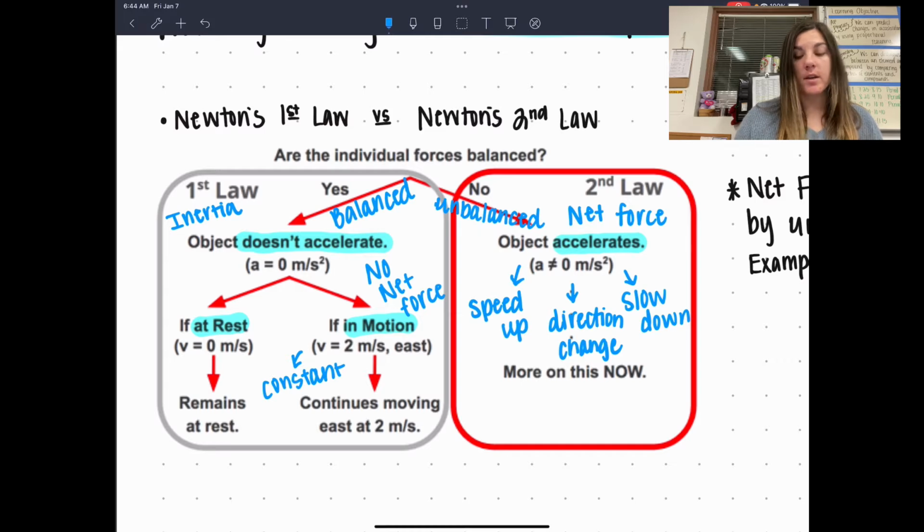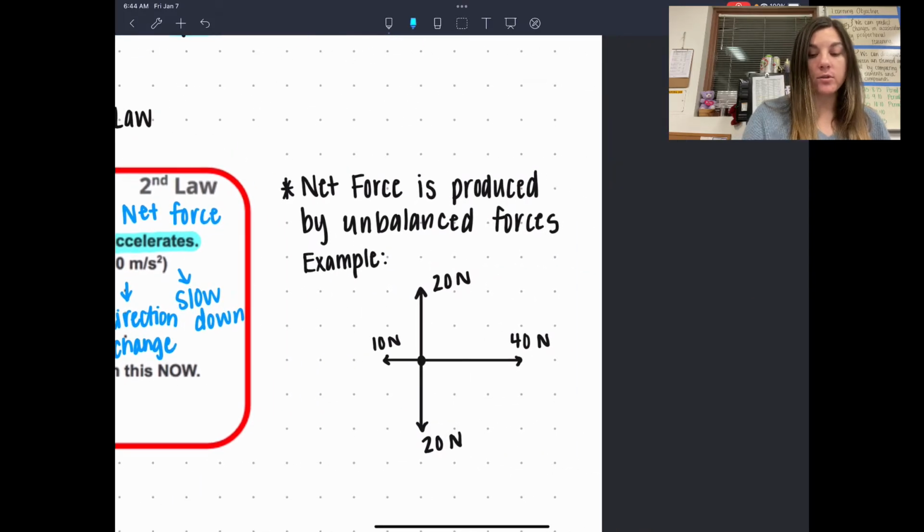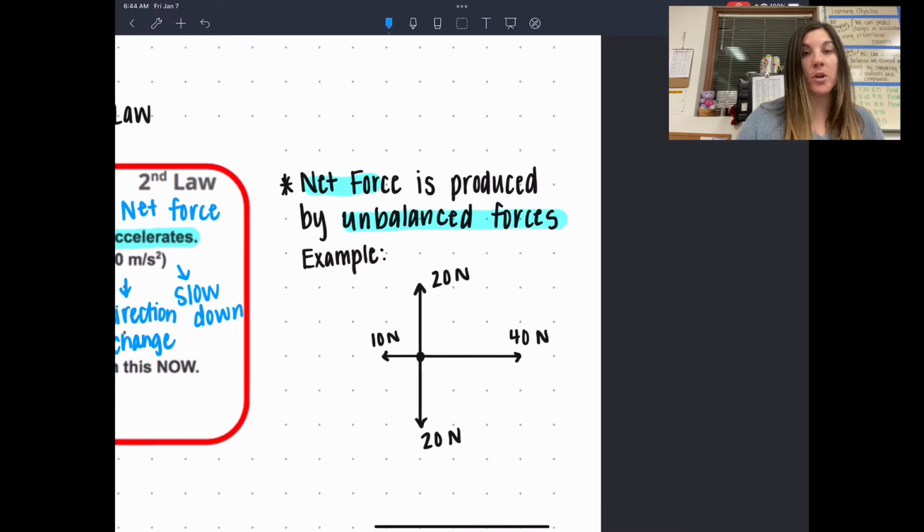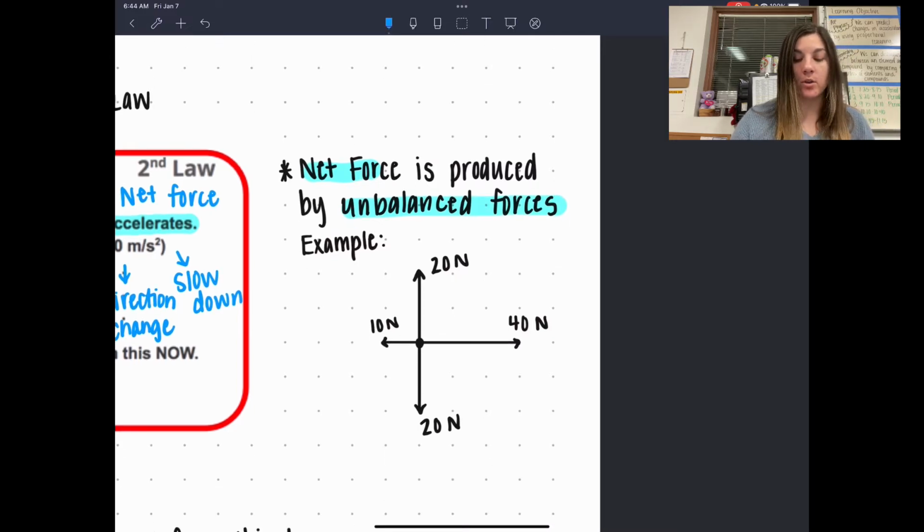So that being said, net force is always produced by unbalanced forces. If we were using a force diagram that looks like this example pictured here, we could find net force by figuring out what forces are unbalanced and taking the difference between them. So I see that my upwards force and my downwards force are both 20 newtons, which means they're congruent. Therefore, these forces are balancing each other out.